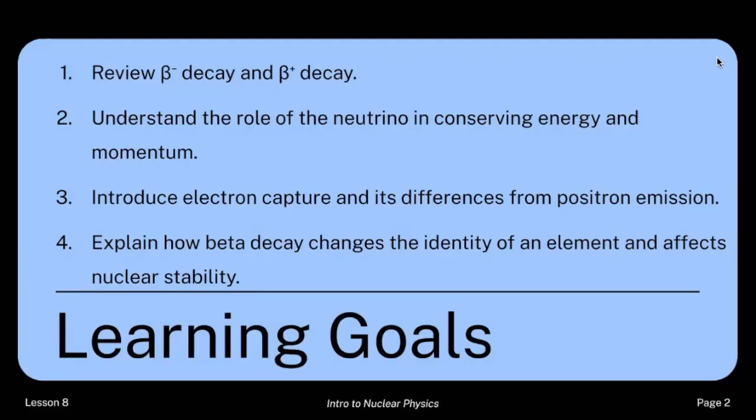And then we'll also introduce something called electron capture and talk about the differences between it and positron emission or beta positive decay. And then at the end, we'll explain how beta decay can change the identity of an element and the effect that it has on nuclear stability.